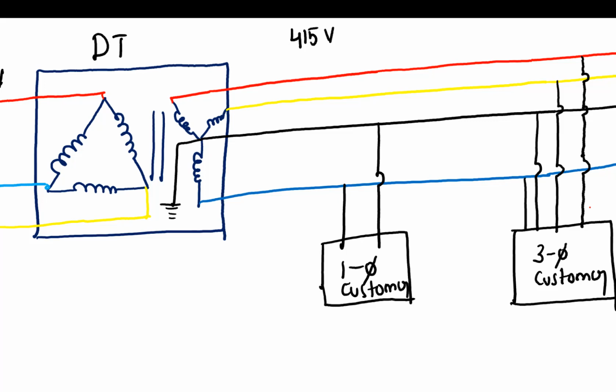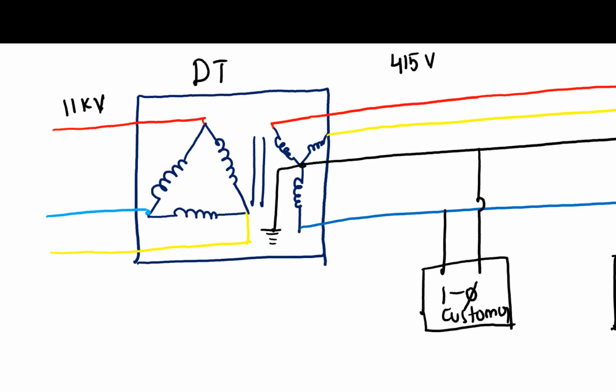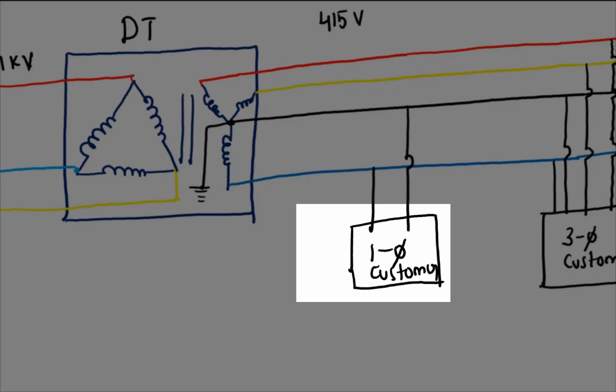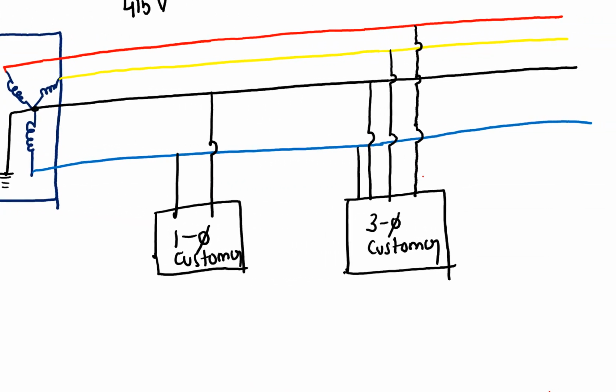Now the neutral starts from the star point of the secondary of the distribution transformer. The primary in the distribution transformer is majorly delta connected and the secondary is star connected, because when we do star connection, then only the neutral will come into picture. Suppose you are a single phase customer, the tapping is provided from one phase and one neutral, and it is given to the single phase customer. Suppose he is a three phase customer.